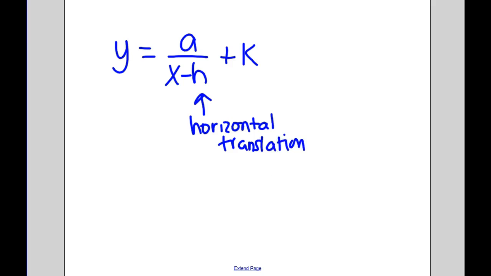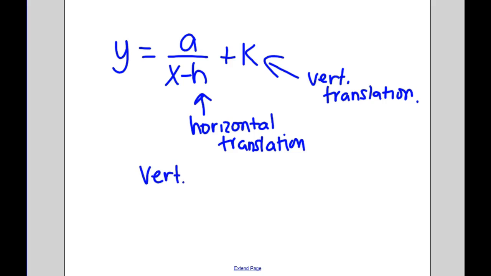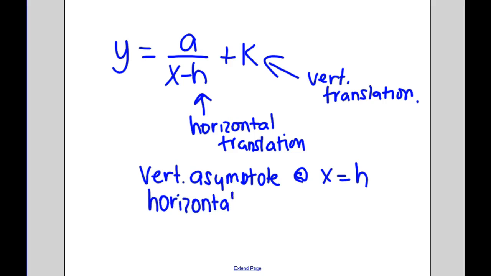Translation. And then this is going to be our vertical, so up and down. We're going to have a vertical asymptote. Your vertical asymptote is going to show up at x equals h. So whatever your h value is, that's where your dotted line or your asymptote is going to show up. And then your horizontal asymptote is going to be whatever your k value is.